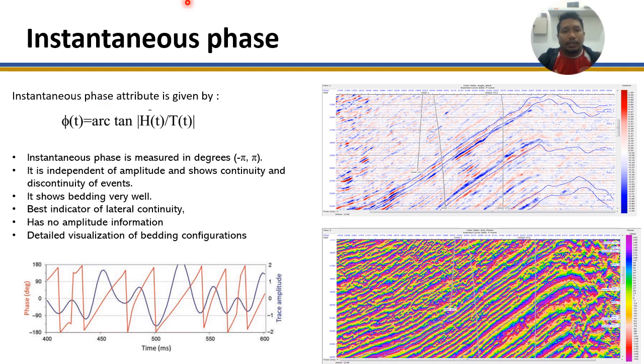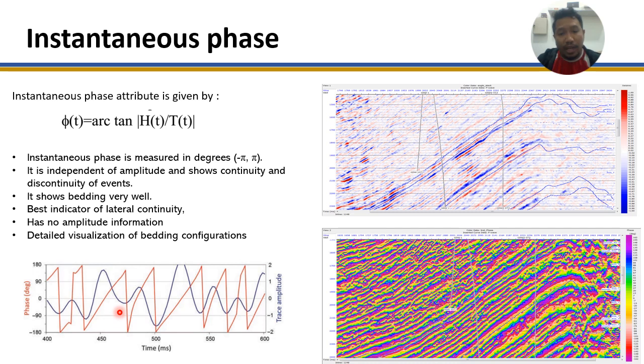So the instantaneous phase of the signals in this graph is shown by the red line. The instantaneous phase is 0 at the peak of the signals and 180 degrees at the trough of the signals. So the instantaneous phase changes linearly between the peaks and the trough of the signals.